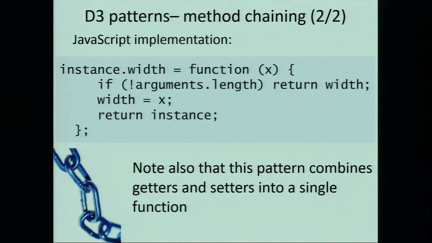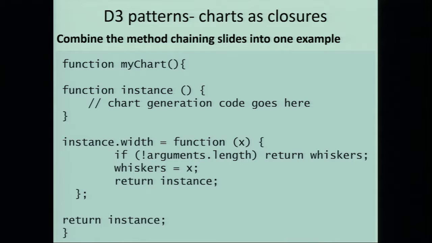And if I'm not using it that way as a getter, then I return instance so that I can string these together. So if I'm using them as setters, I can put as many as I want together. If I'm using them as a getter, then that has to be the final one in the line. So this is the way that you write getters and setters in D3, and it works nicely.